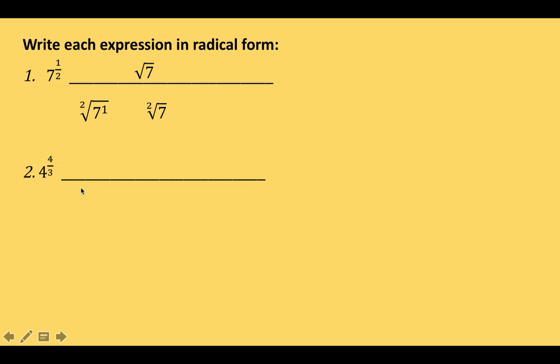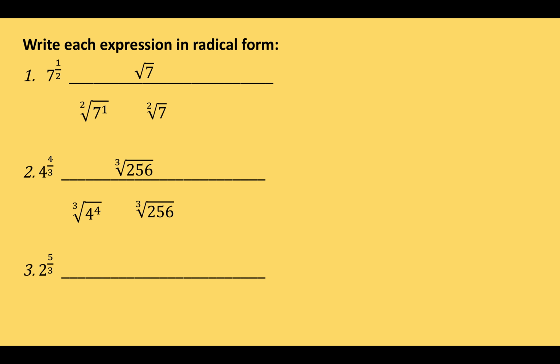For number 2, you want to take your denominator and take it on the outside of the radical, and then your numerator stays in the exponent by itself. So you have the third root of 4 to the 4th. You can simplify the 4 to the 4th to 256. And right now you don't want to simplify this anymore because you would get an ugly decimal. For number 3, your denominator goes on the outside and your 5 stays in the exponent.